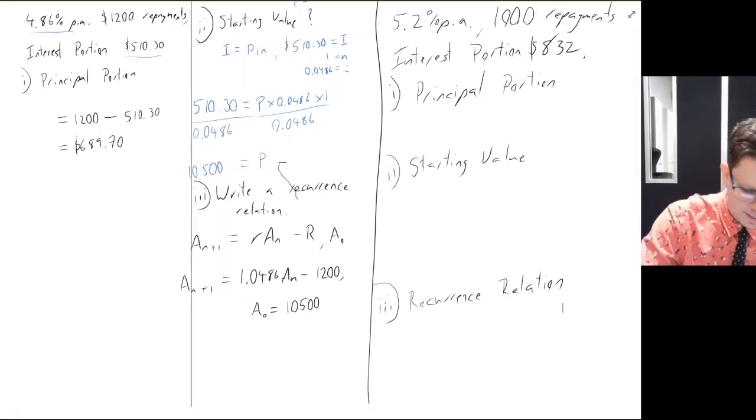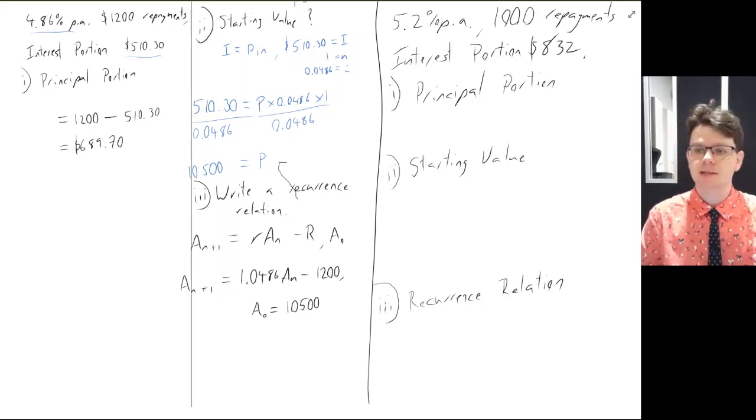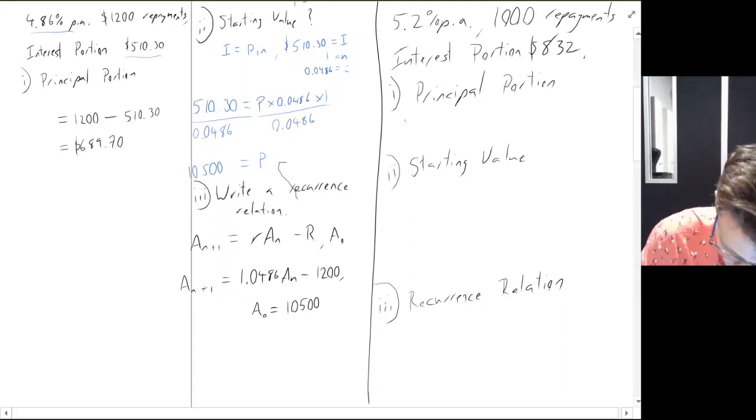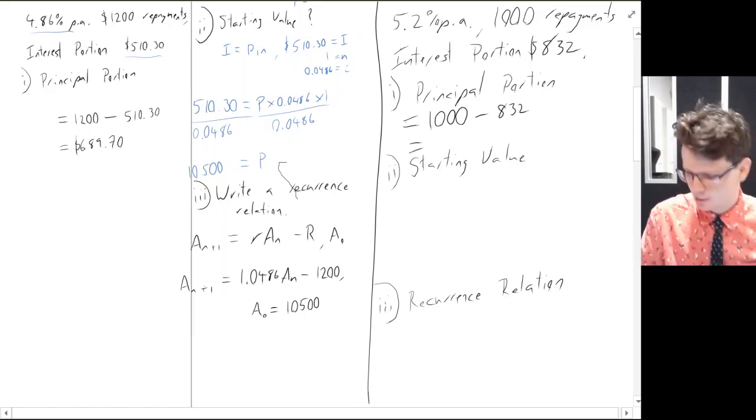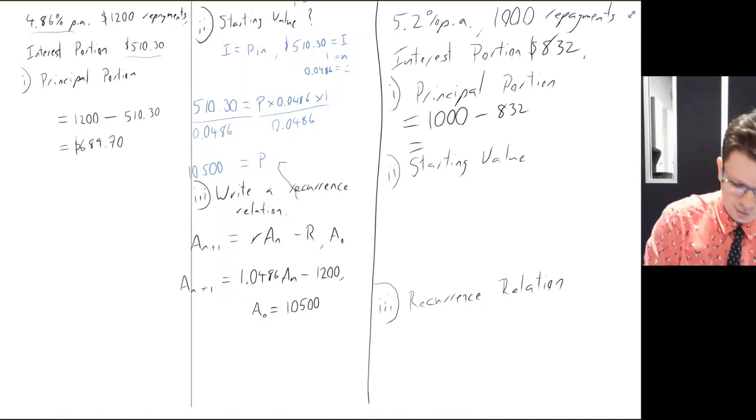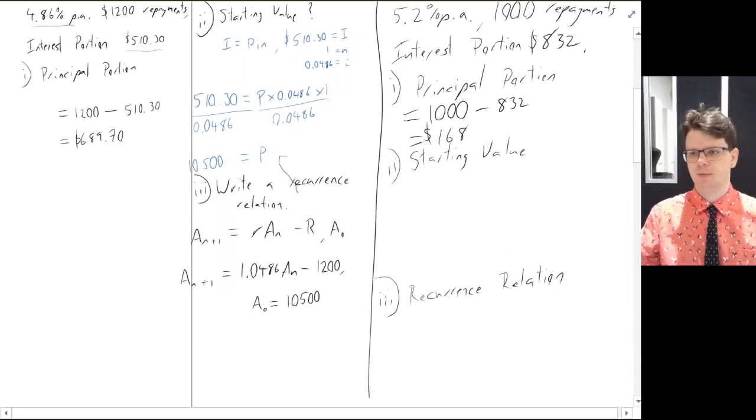Alrighty, so principal portion. Let's have a look at the original. What did I do? I took my repayments and I minused my interest portion. I'm going to do the same thing here. So the principal portion is equal to the amount that was the repayments minus the interest portion. So the interest portion was $832. $168. That's my principal portion.